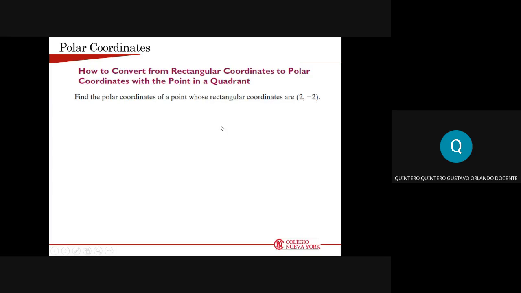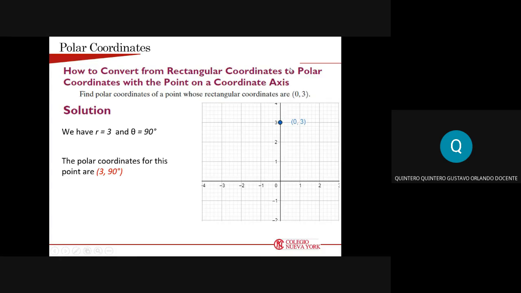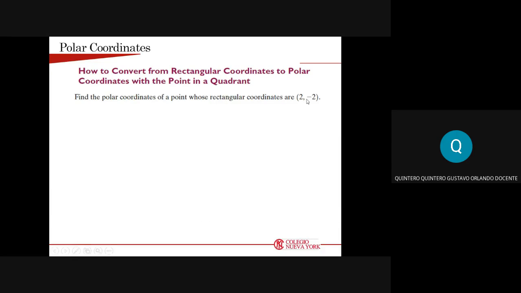But what about this? This is how to convert rectangular to polar when the points are on the axis. So we saw the point here, with the point there, and with the point down there. But what about when the point is not on an axis? This is the new stuff today, guys. Write down notes, ask questions, and all of the good stuff.